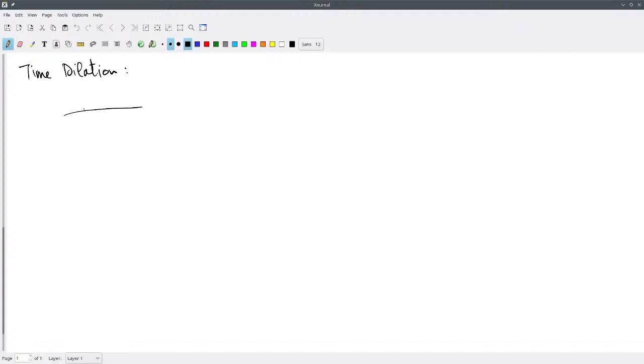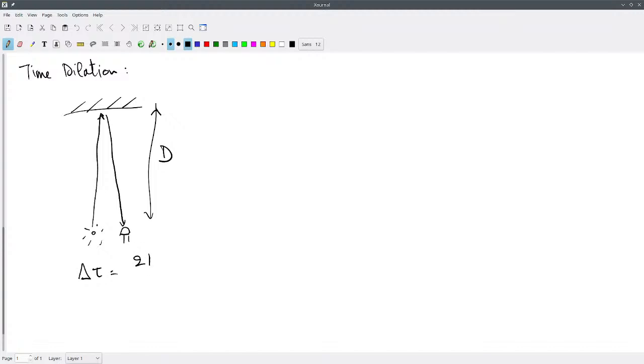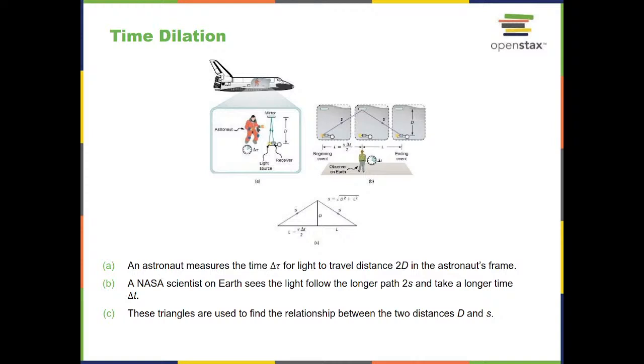So in the spaceship we have our mirror here, we have the light that goes there, bounces back. We have our source of light and our photodetector. This distance is d, so then delta tau is 2 times the distance over the speed of light, which we give the letter c. Now this is for the observer in the spaceship. This is for the astronaut who's traveling along with the setup.